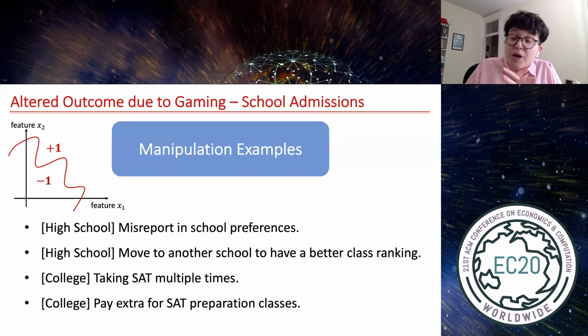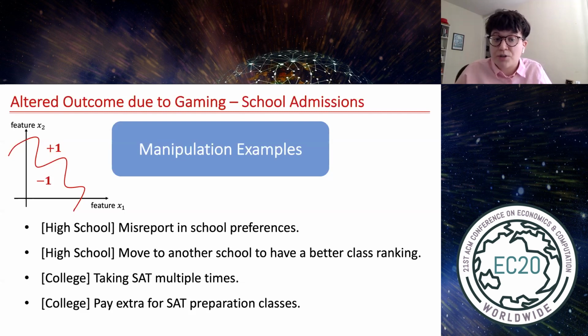I'd like to stress that these types of manipulations do not only arise in college admissions, but they also arise from high school, when people can misreport their school preferences if they know that they will not get into their top preferred school, but they absolutely want to get into the second preferred school. They would try to misreport their school preferences just to make sure that they get this school. Or they could move to another high school in order to have a better class ranking, despite not preferring that school as much.